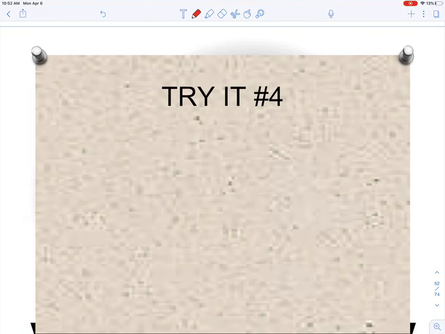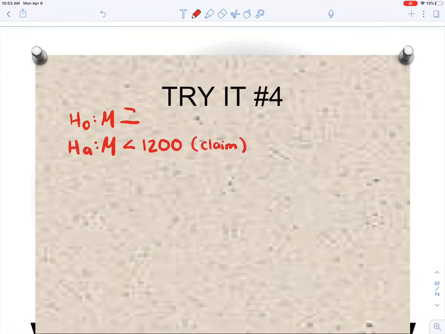This says an insurance agent says that the mean cost of insuring a 2008 Honda CR-V is less than $1,200. So I'm going to start off, I need to make my H sub O, my H sub A, and I need to determine which one is the claim. I'm talking about the mean for each. I know H sub A is the only one that can have equal to on it. It says is less than $1,200. Less than $1,200. That's going to be my claim. So the opposite is my H sub O, greater than or equal to.